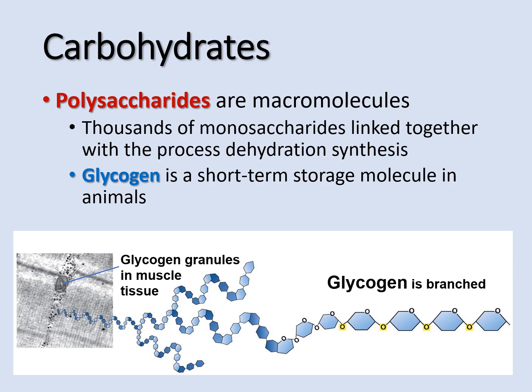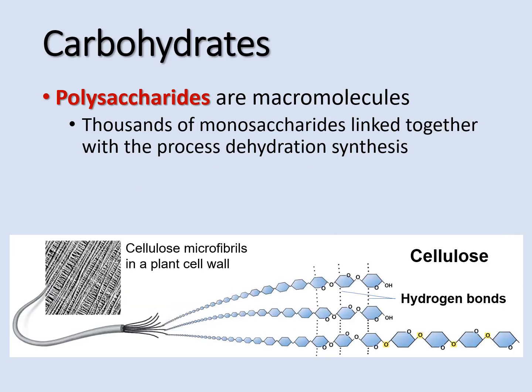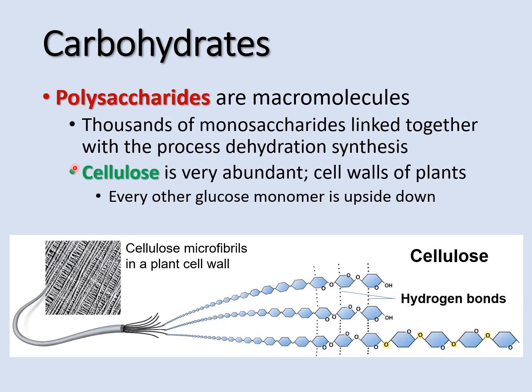And this is how animals store glucose, but it's short-term storage. So you would find this in muscle cells or in the liver cells. Okay, so this is how we store glucose for short-term energy use. Okay, we store it long-term as fat, and we'll talk about that in a little bit.